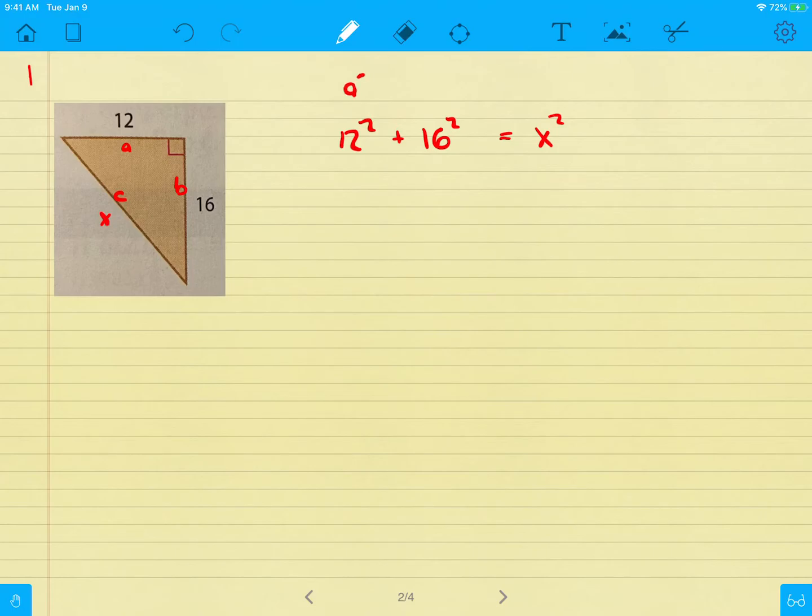Now, how I knew that is because this is the formula for the Pythagorean theorem. And it looks like on this particular problem, I'm missing C. It's not going to be every time. Just on this particular instance, I was missing the C.